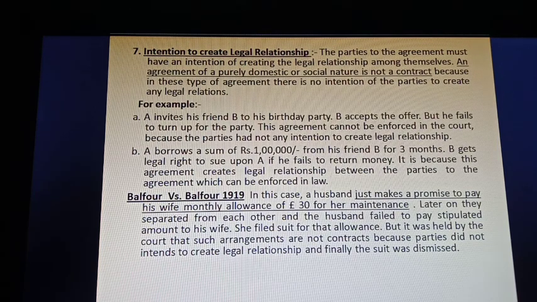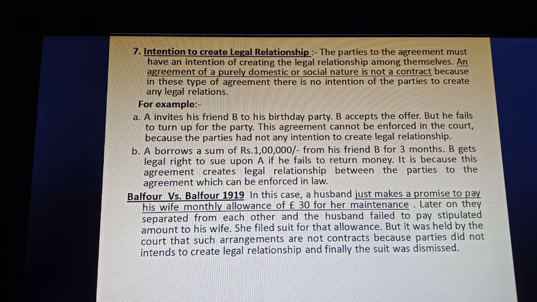A borrows a sum of rupees 1 lakh from his friend B for 3 months. B gets a legal right to sue A if A fails to return the money after 3 months. Why is it so? It is because this agreement creates a legal relationship between the parties to the agreement, which can be enforced in the court of law.